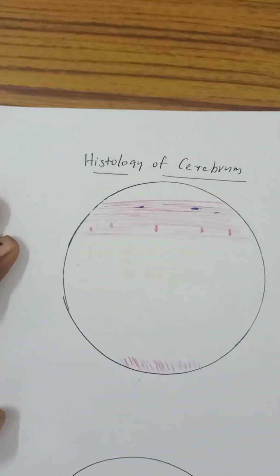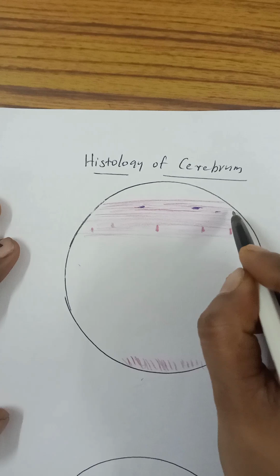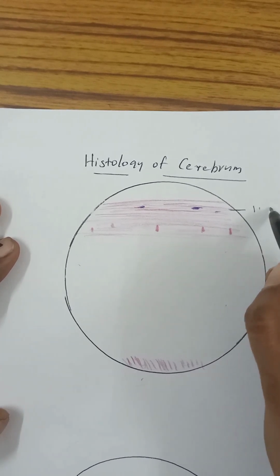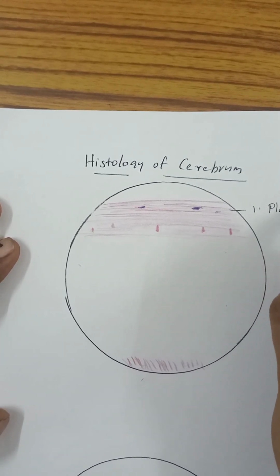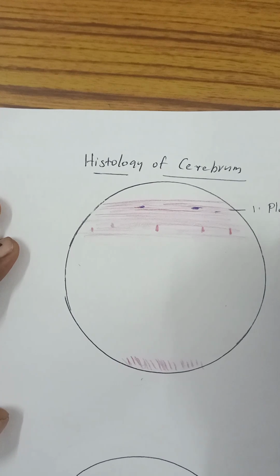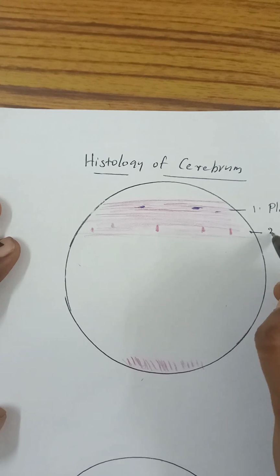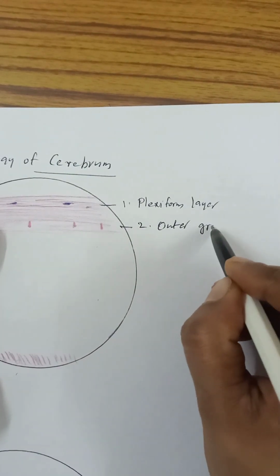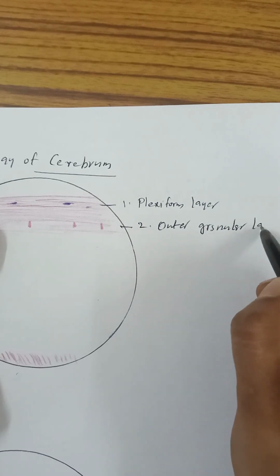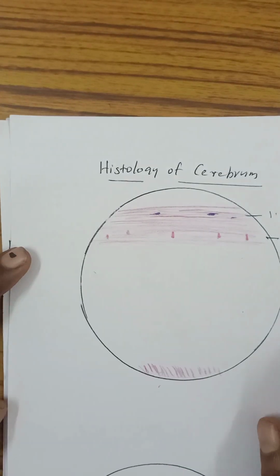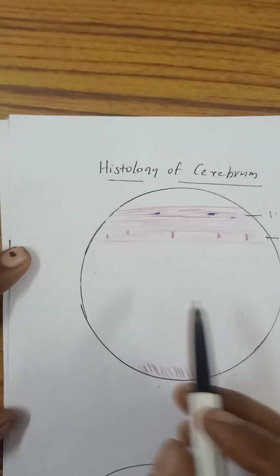So first layer is the plexiform layer. So this is the first layer, plexiform layer. Then second layer is the outer granular layer. This is the second layer, outer granular layer. And next third layer, it is the pyramidal cell layer.